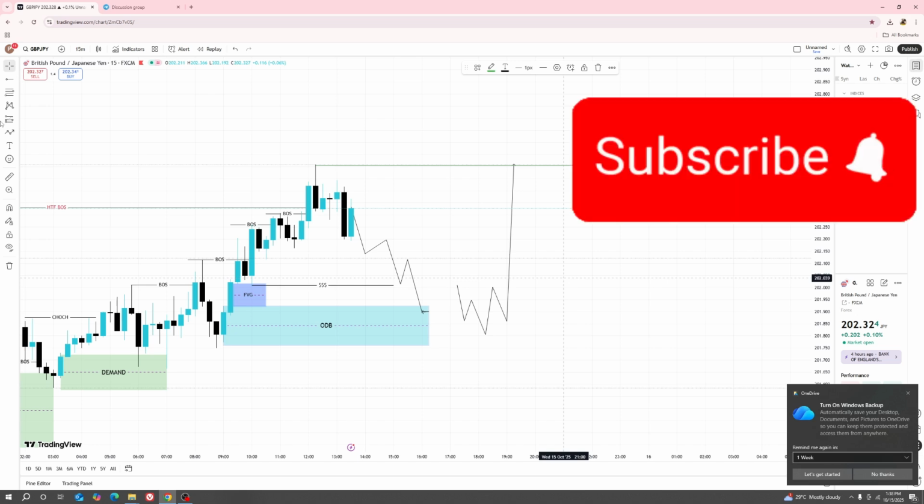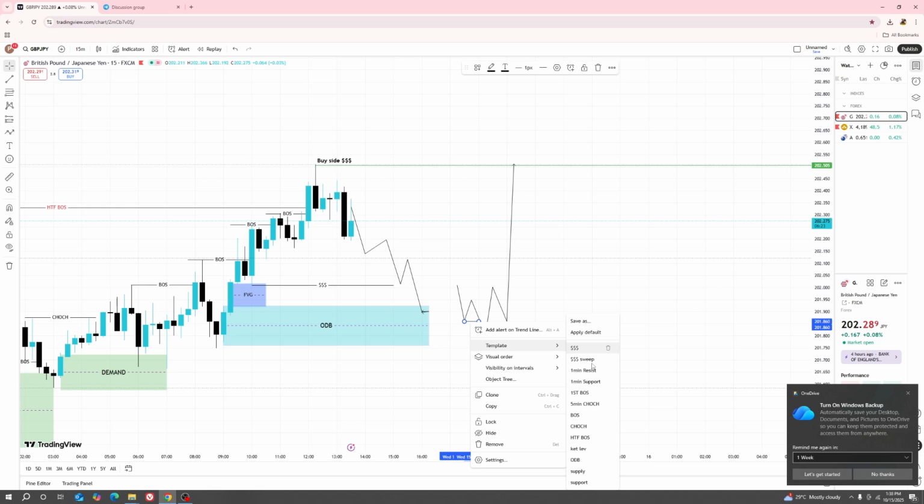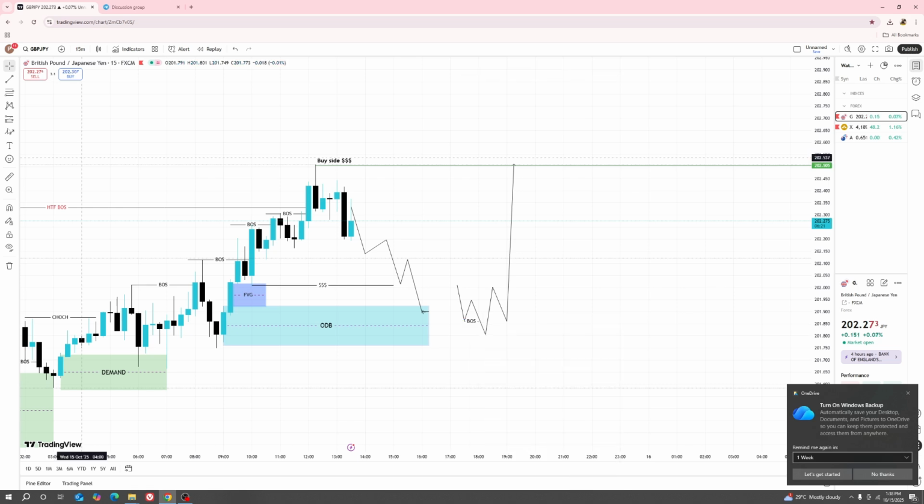So this is what we'll be looking for before we enter, where we have a change of character at the 5 minutes inside the 15 minutes order block. Then the order block that caused the change of character is where we'll be entering.